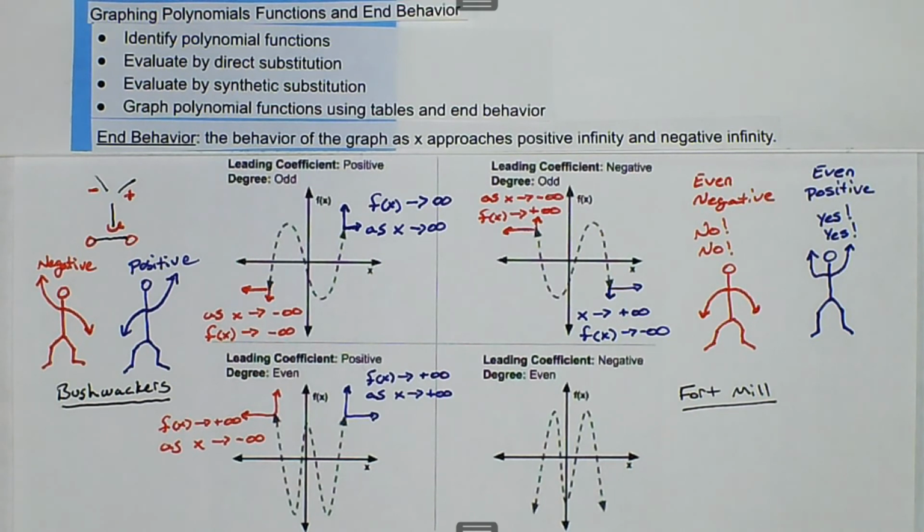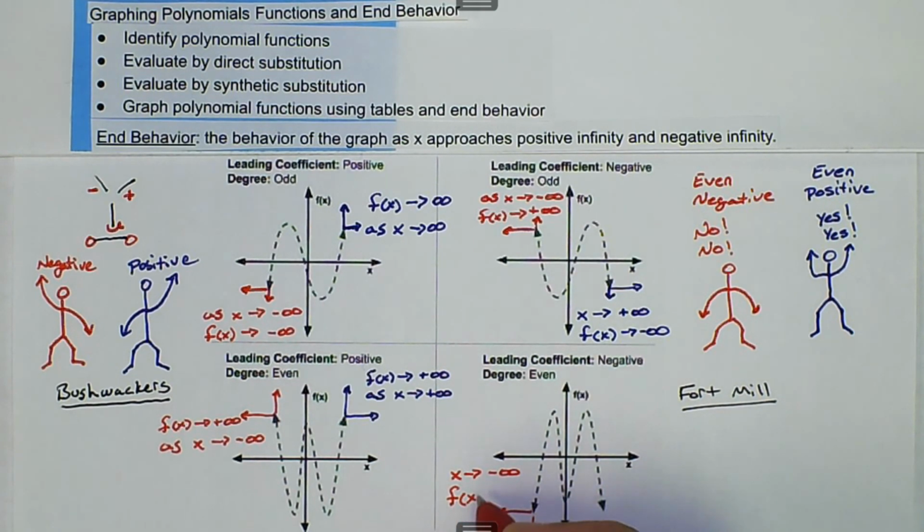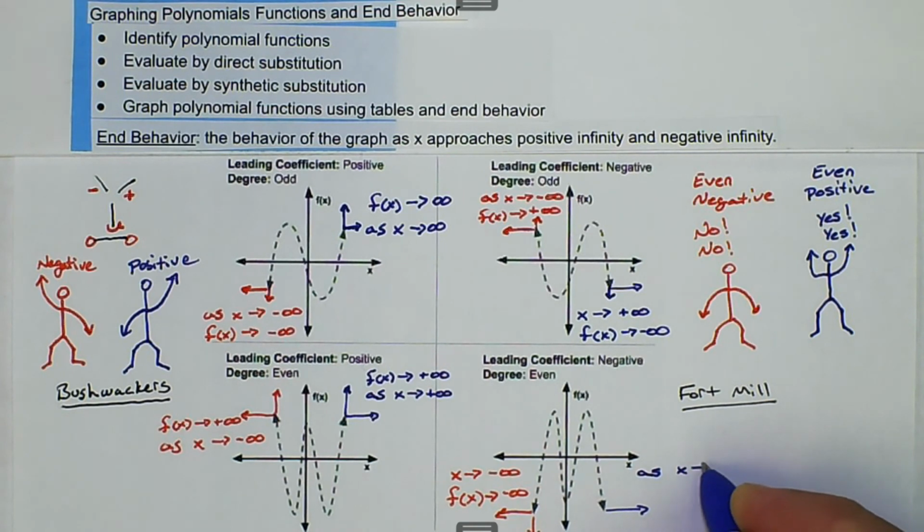Now here we have another example where x goes to negative infinity. So as x goes to negative infinity, what's the function do? Well, as x goes this way, the function goes that way. So the function also goes to negative infinity. Here, as x goes to positive infinity, what does the function do? The function goes to negative infinity.